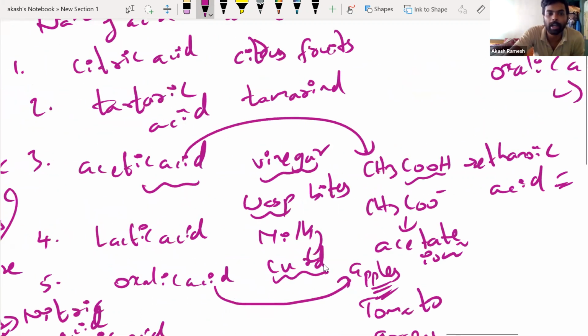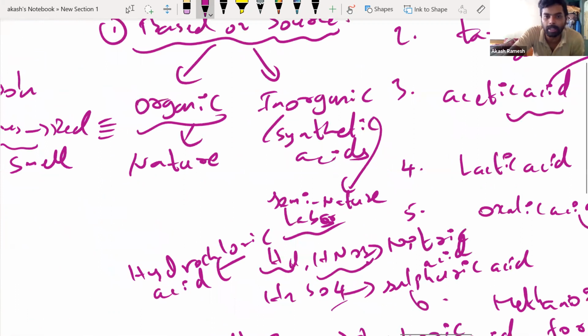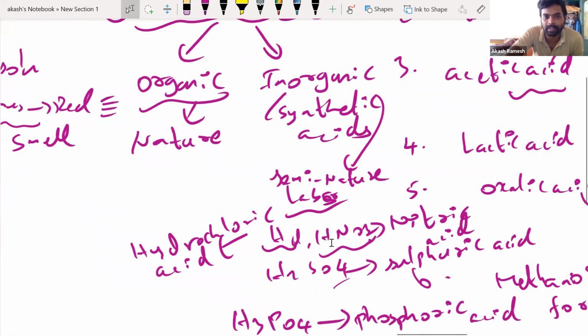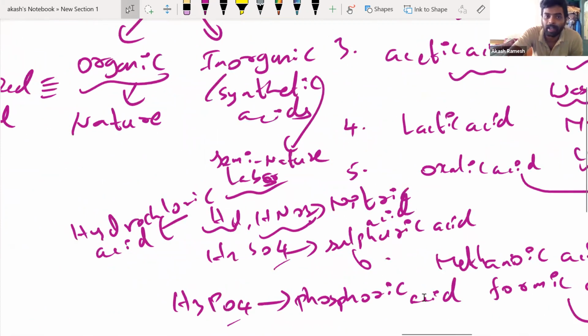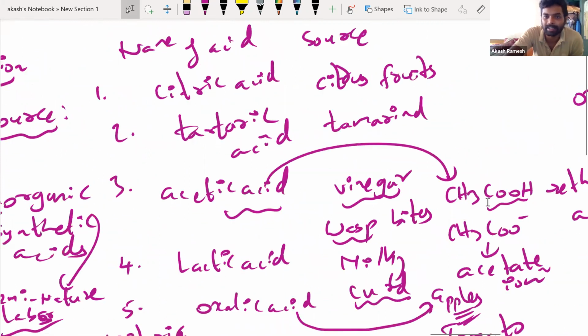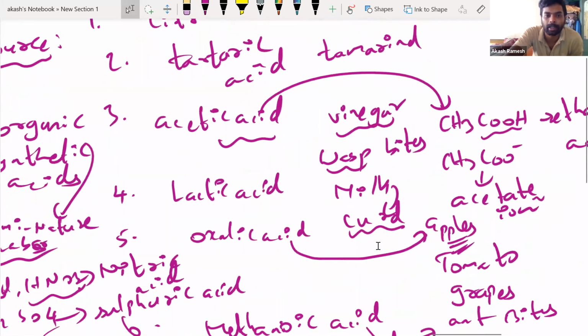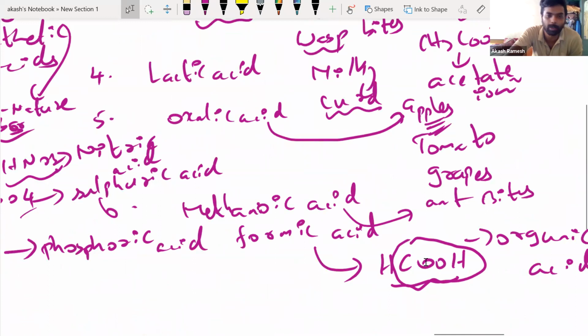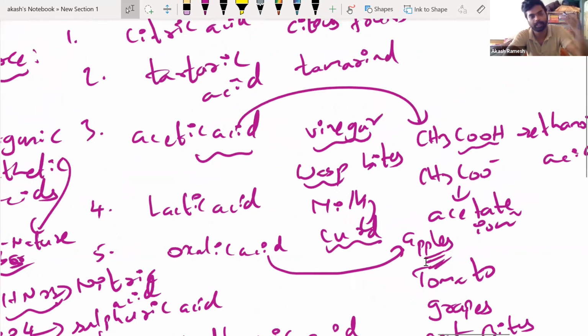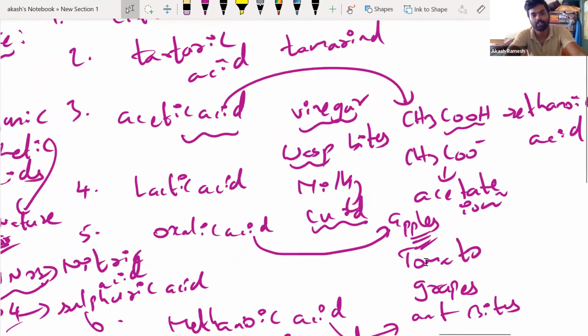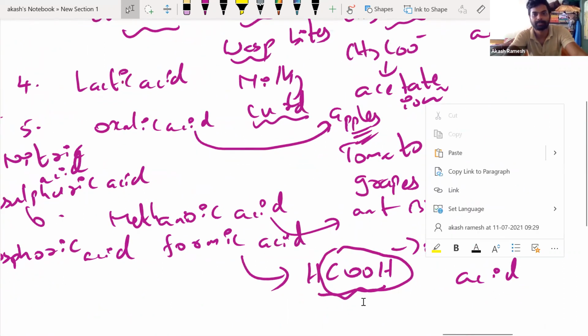Now, the acids you have to remember by name and formula: HCl, hydrochloric acid; HNO3, nitric acid; H2SO4, sulfuric acid; H3PO4, phosphoric acid; acetic acid, CH3COOH; and methanoic acid or formic acid, that is HCOOH. These formulas alone you have to remember, guys, along with the names. Why? Because we'll be using them in the reactions. When you go for reactions, we'll be using all these things.